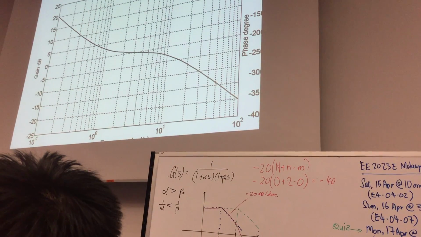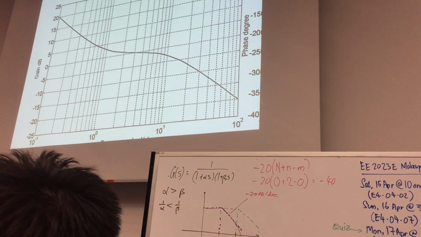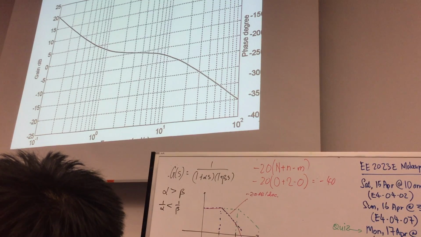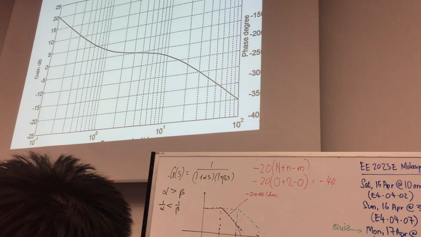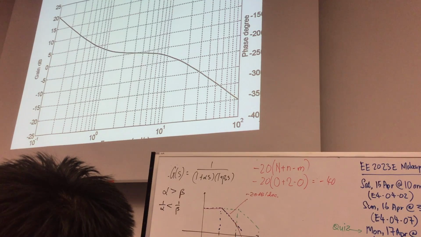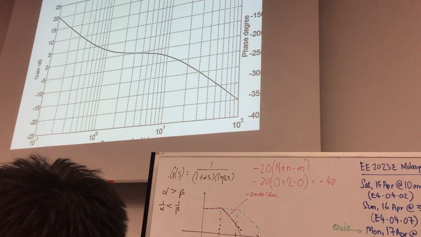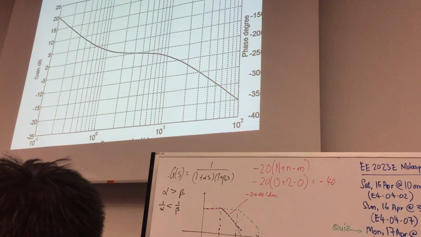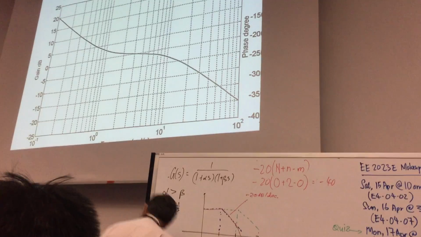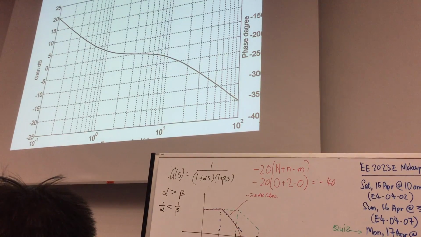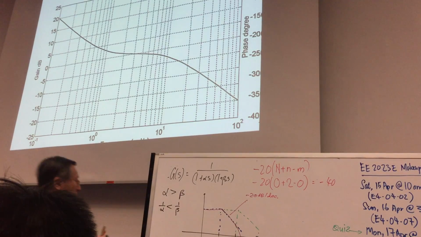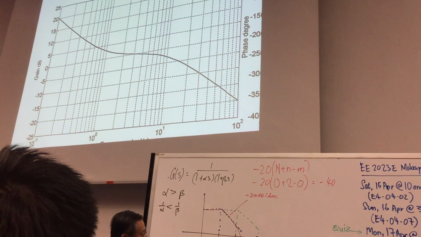There's no flat part. If I have a differentiator, it just goes up. There's no flat part to start with. So if you see a picture like this, what does it mean? It means that it is starting with a pole at 0. It has a term. It will have a term that looks like this.